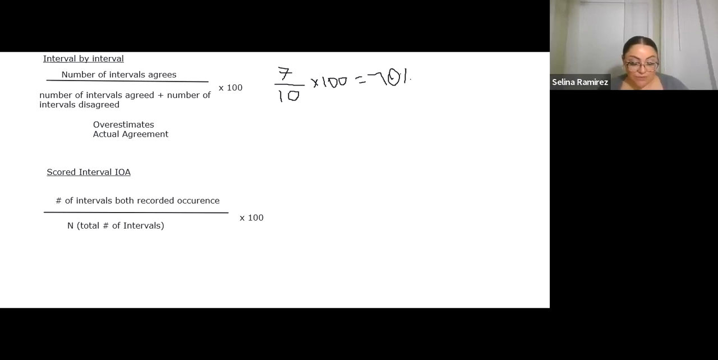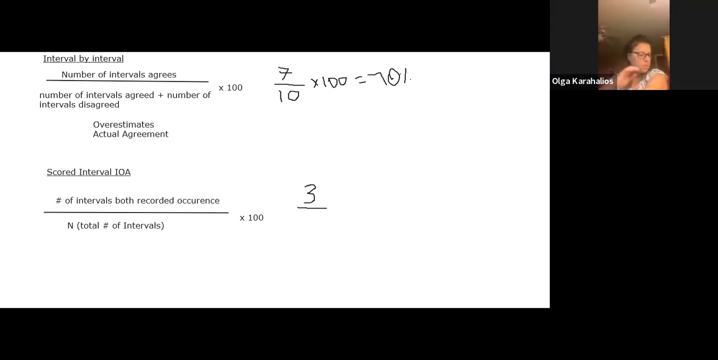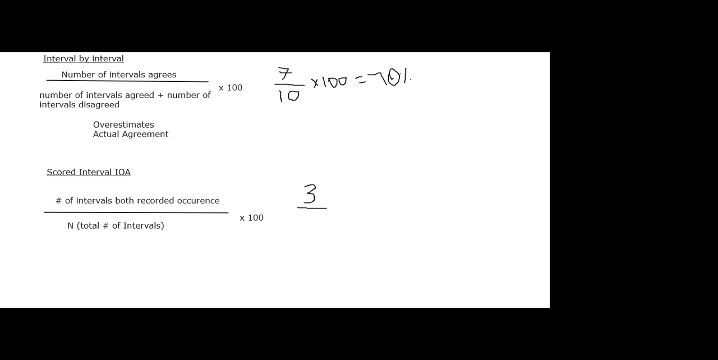Okay, so now we have 3 intervals where at least one person said that they saw the behavior happen. So for our math, we're going to say 3 is going to be our number. So yes, 3 intervals where at least one person said yes. And then we're going to take it over the number of intervals. How many intervals do we have? 10.